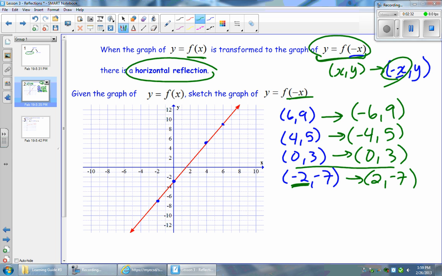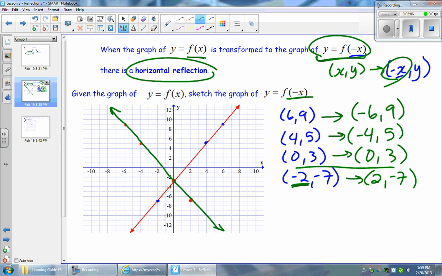So we're going to simply sketch these points on the graph and connect them. -6, 9 is right there. -4, 5 is right there. 0, -3 is right there. And 2, -7 is right there. Okay, so let's connect the dots. Remember, it's a linear graph and you want to keep it that way. So connecting the points, we have a linear graph going down just like that.